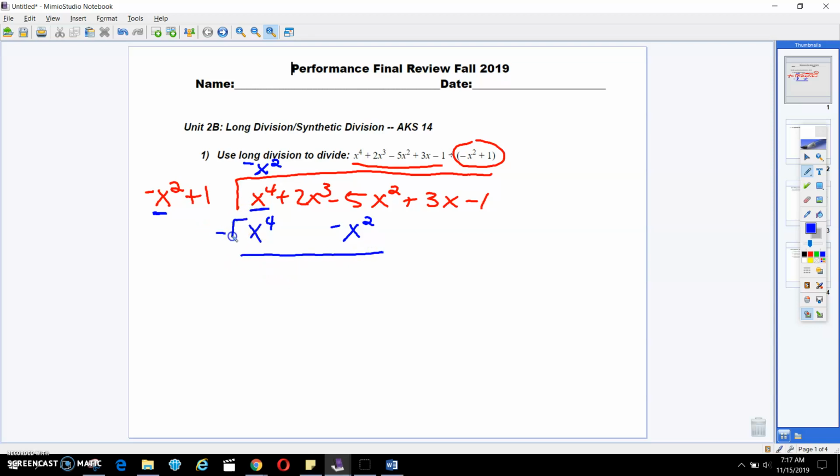I'm going to change the sign and draw the line. Alright, so when I subtract, these are going to cancel out. I'm going to bring down this 2x to the third. And when I subtract these, I'm going to get negative 6x squared. I'm going to bring down the rest of this mess.